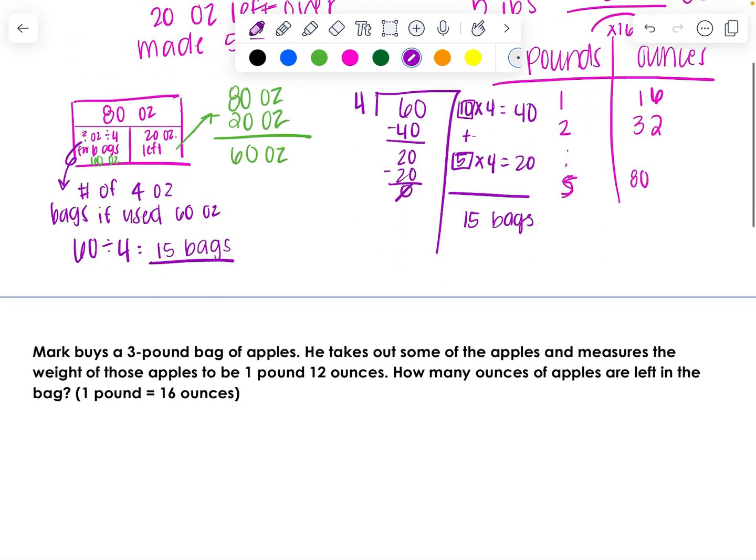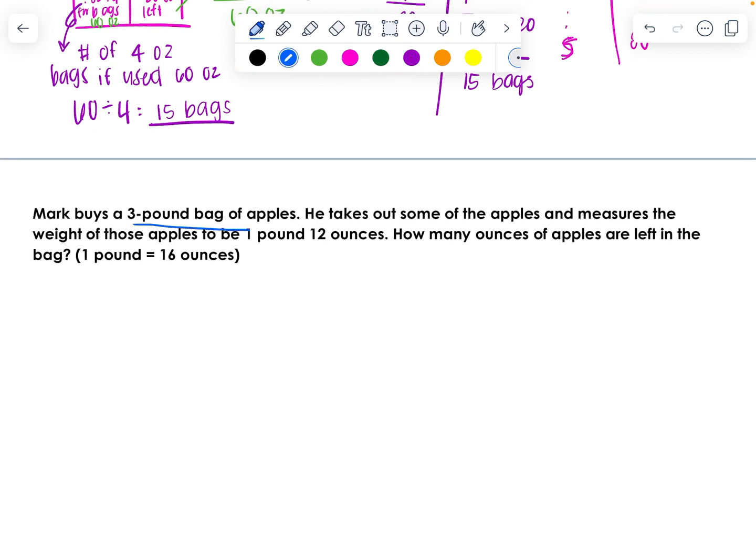Next, it says Mark buys a 3-pound bag of apples. He takes some of the apples and measures the weight of those apples to be 1 pound and 12 ounces. How many ounces of apples are left in the bag? So we need to do 3 pounds to equal how many ounces as our first step. Then we'll subtract that total by 1 pound and 12 ounces. Okay, so this is another multi-step problem.